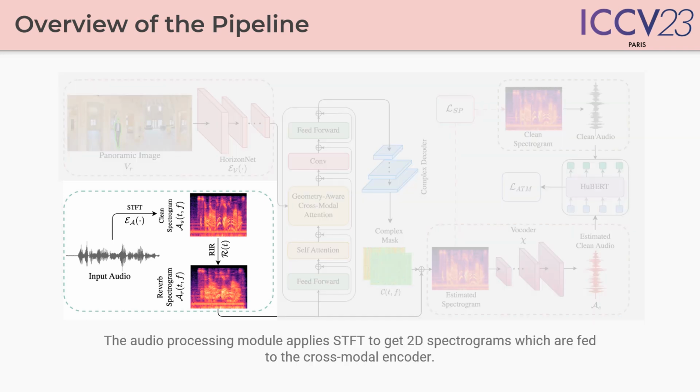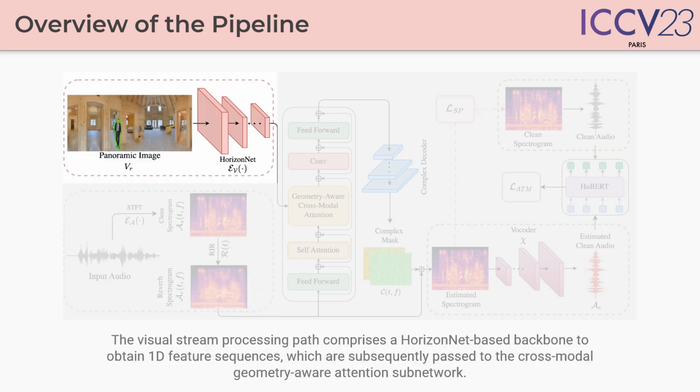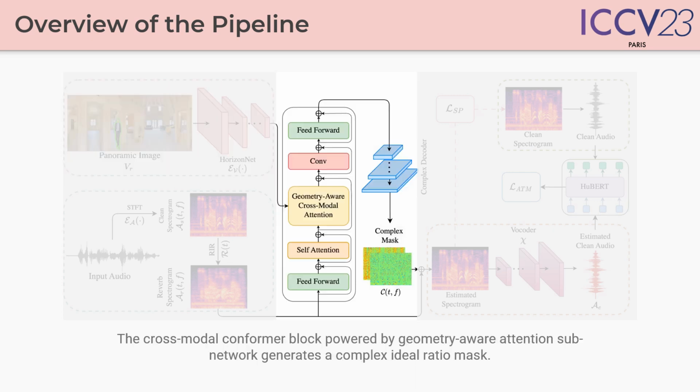The highlighted part is the audio processing module. The input clean audio is converted to spectrogram by applying STFT, which is convolved with RIR to obtain the noisy spectrogram. The model is fed with a panoramic image where a HorizonNet based feature extractor is used to obtain the geometry layout specific visual features. Features at each time step are passed through a conformer based cross-modal encoder.